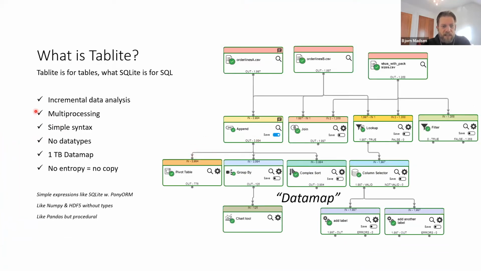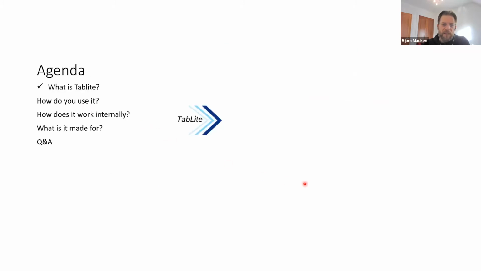So all in all, this summarizes the whole essence of what Tablite is and what it can do for you. It's simple expressions. It's like NumPy and HDF5 in its processing power, but without types. And in many ways like pandas, but very much procedural. And the most important thing is that with HDF5, it is supported by the solid state disk on your computer or your server you're working on. You don't need a gigantic amount of memory. We've also worried about the multiprocessing side of it.